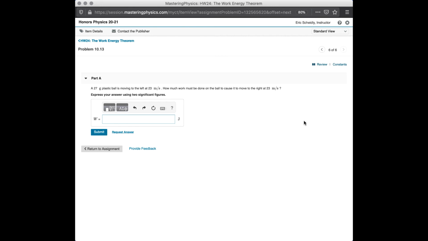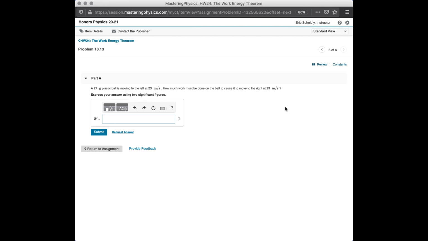There's a fun one. A 27-gram plastic ball is moving to the left at 23 meters per second. How much work must be done to cause it to move to the right at 23 meters per second? Oh my goodness, I have to calculate and see if the kinetic energy is 1/2 mv squared. Oh, wait a second. The work done is 0.